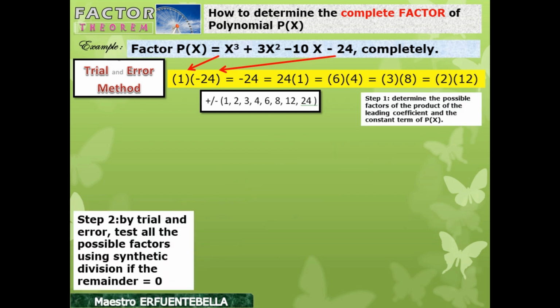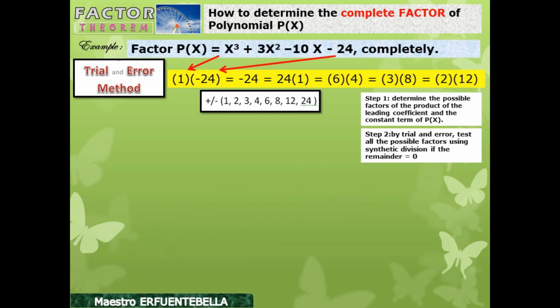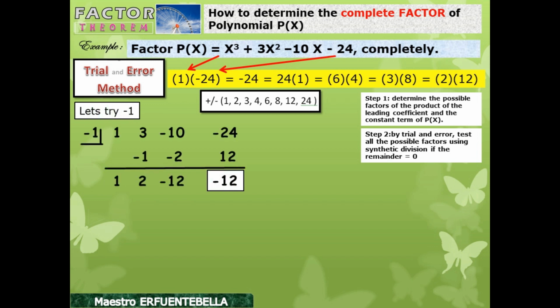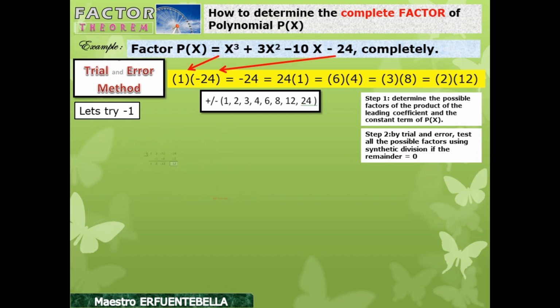Okay, so we have step 2. By the trial and error method, test all the possible factors using synthetic division to see if the remainder is 0. So which one do we try first? Let's try negative 1. Okay, so that is the solution using synthetic division. The remainder is negative 12. So therefore, it is not a factor. So x plus 1 is not a factor.